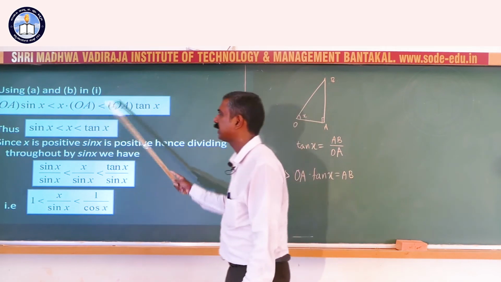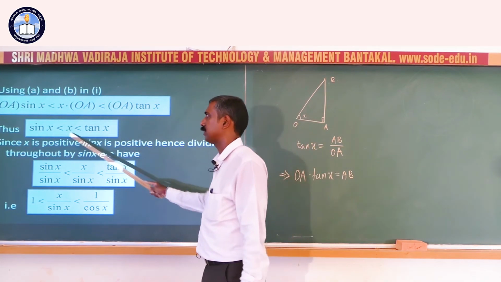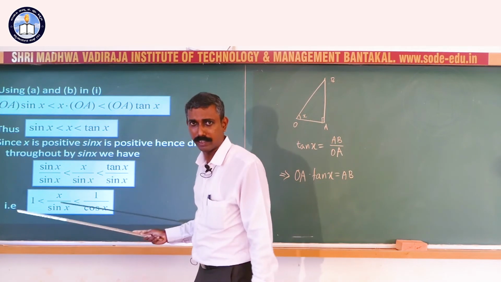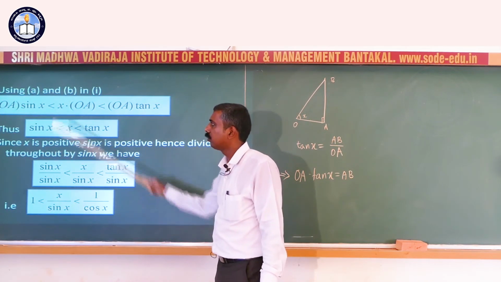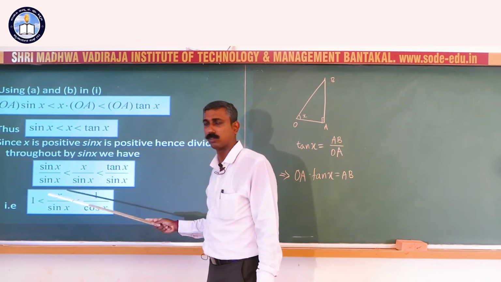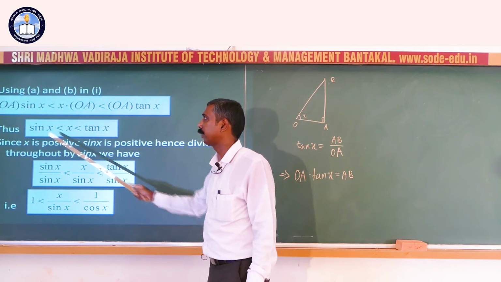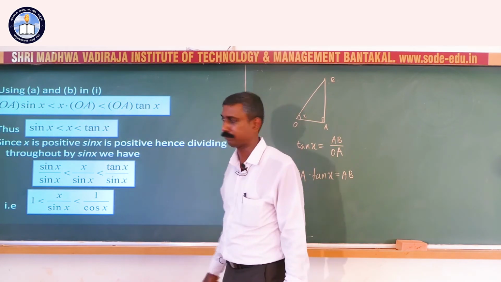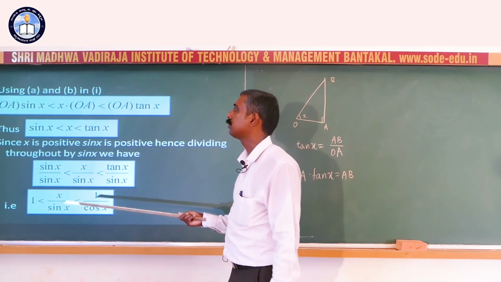Since OA is equal to 1, we can directly write sin x is less than x less than tan x, but some of us may forget to write that it's the unit circle. So we can cancel OA, as it is a radius and non-zero, and you get sin x is strictly less than x, strictly less than tan x. Now let us see what happens.